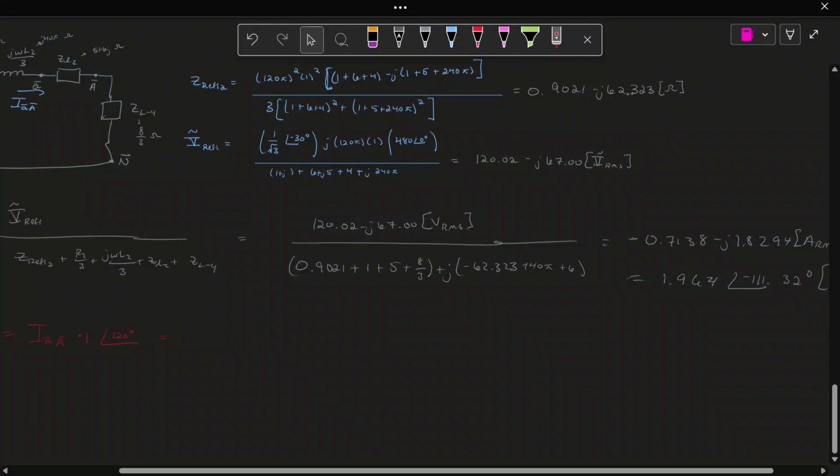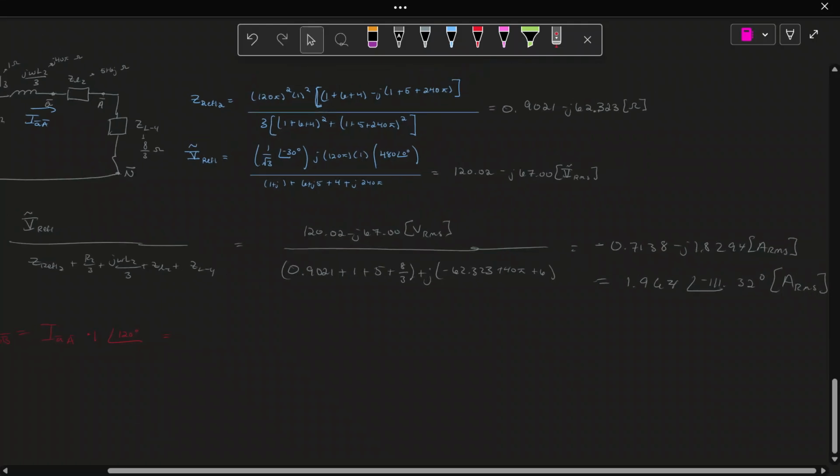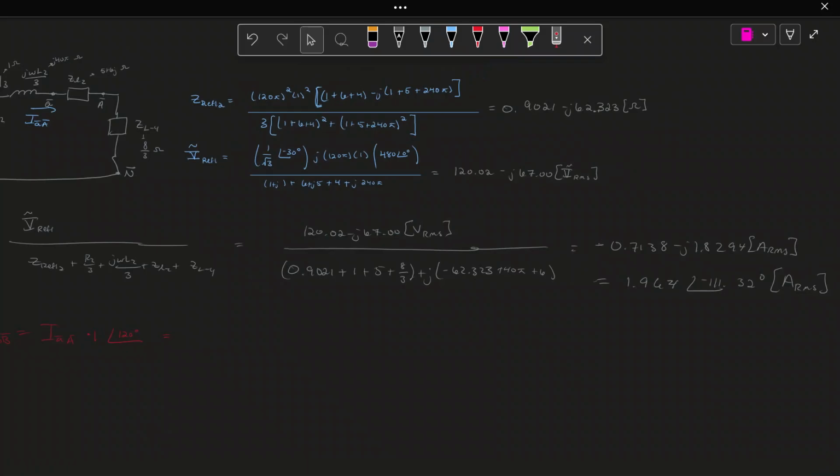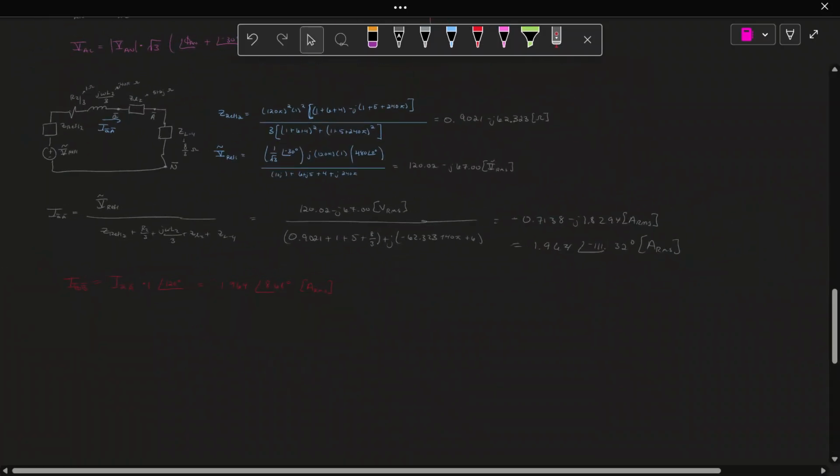Well, we can just do that right away, right? 120 minus 111.32. The magnitude stays the same, with an angle of 8.68 degrees. Again, amps RMS. Perfect. Now that's all we need. We've pretty much solved the problem.